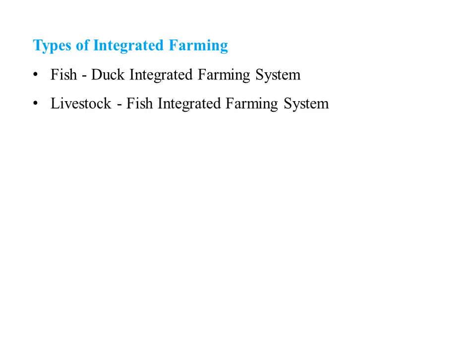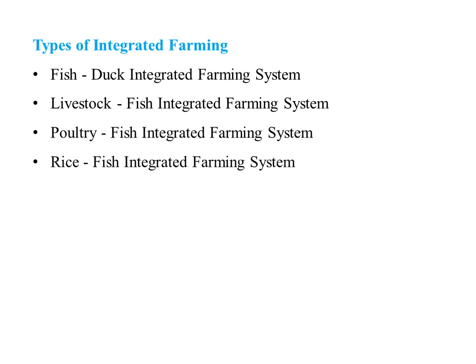Then there are different types of integrated farming. First one is the fish cum duck integrated farming system, then livestock and fish integrated farming system, poultry and fish integrated farming system, and rice field and fish integrated farming system.